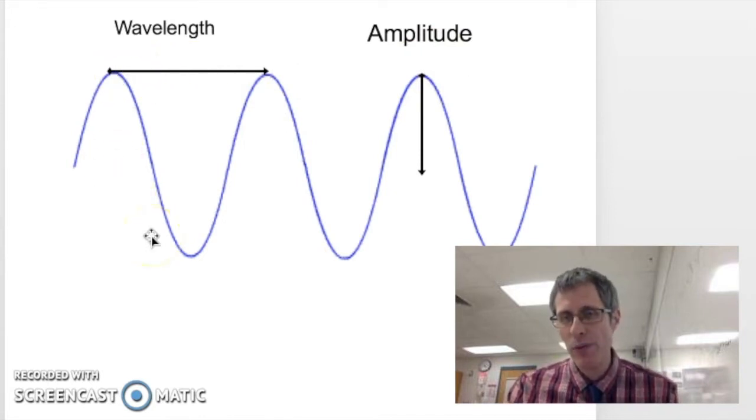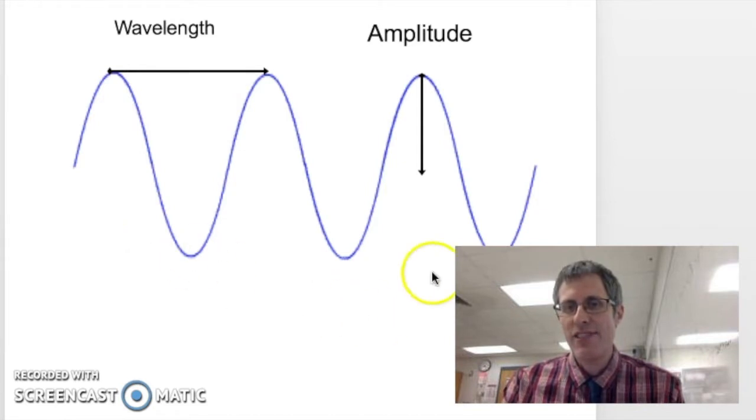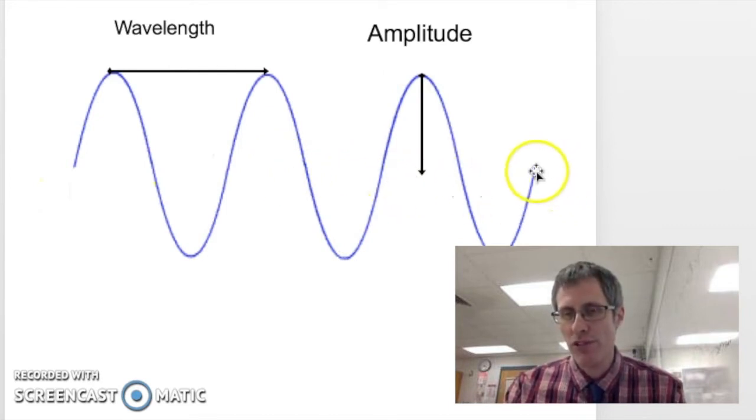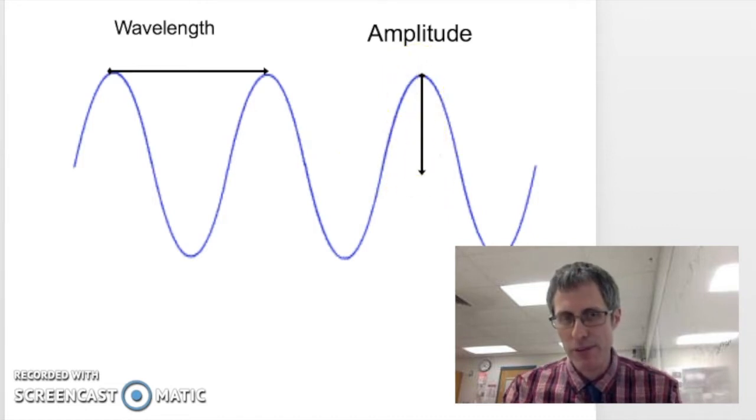Amplitude is how high the wave is, and it's not the height from bottom to top, it's where the wave would be if it were flat. So if there was no wave, this would be flat right along here, and this is actually the correct amplitude.